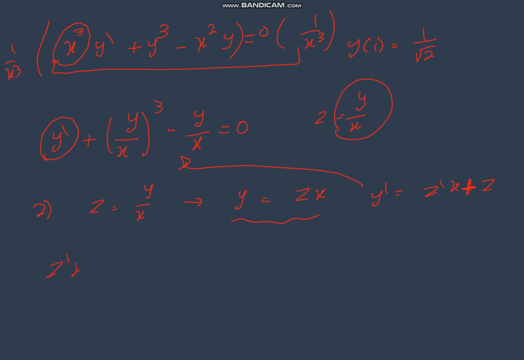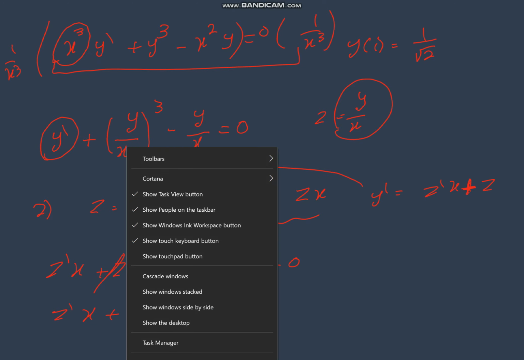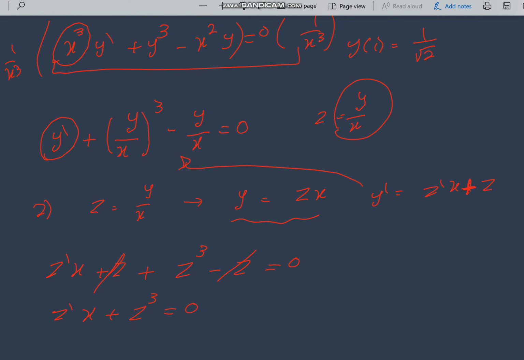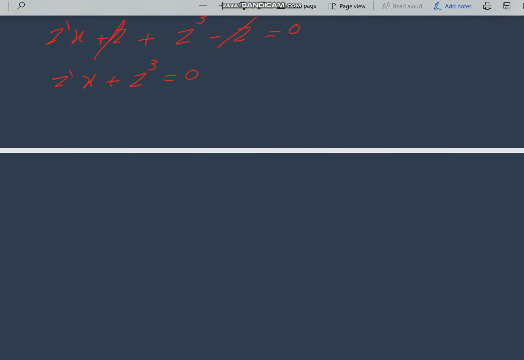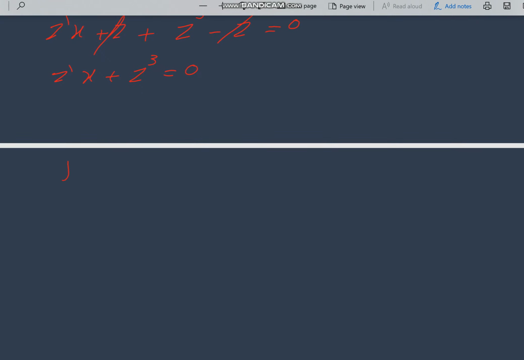So do those things together: z prime times x plus z, plus z cubed, minus z, which is equal to 0. The z and z will cancel each other. You are left with z prime times x plus z cubed equal to 0. So from here you can do separation of variables, dz divided by dx. This is the third step, as I said in the YouTube video.